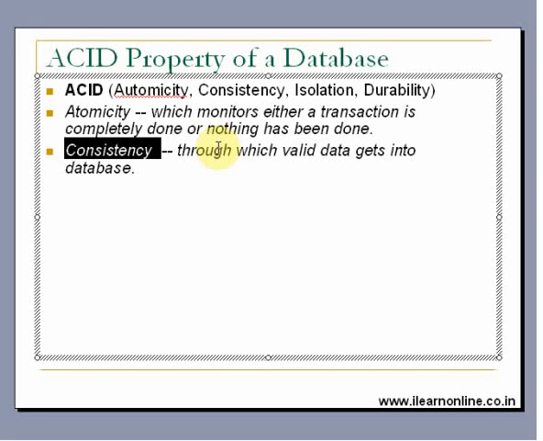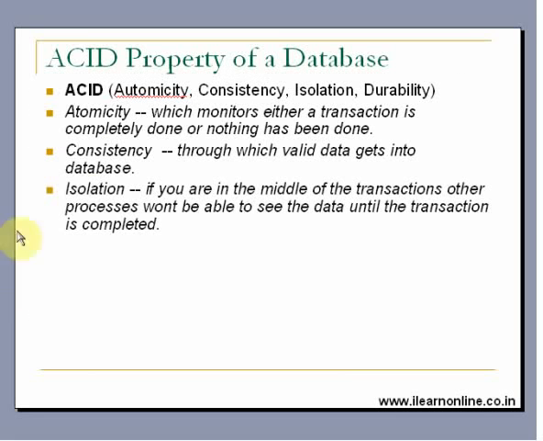So if we define any kind of a rule or a constraint through which we make sure we run our business in a proper way, then we cannot bypass that particular rule which we define. So that is the consistency of the data, which gives us good quality data to run the business. And then the next one is isolation.